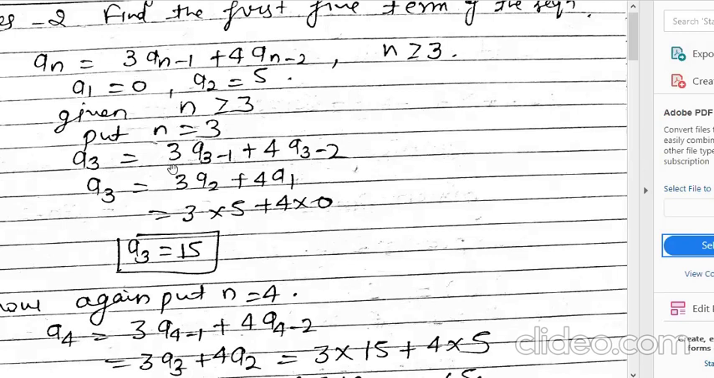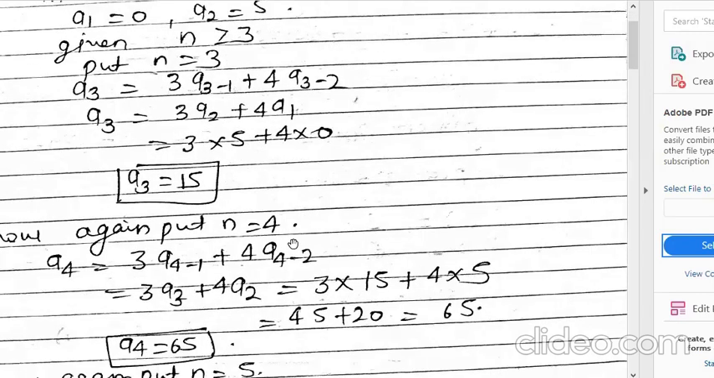If you put n equal to 3, you get a3 is equal to 3a_(3-1) plus 4a_(3-2). So basically we have a3 equal to 3a2 plus 4a1, and the values of a1 and a2 are given. So just write here: 3 into 5 plus 4 into 0. So a3 is 15. This is your first term.